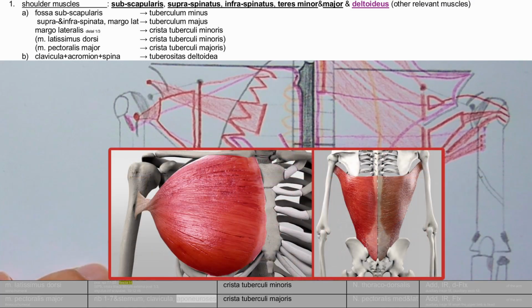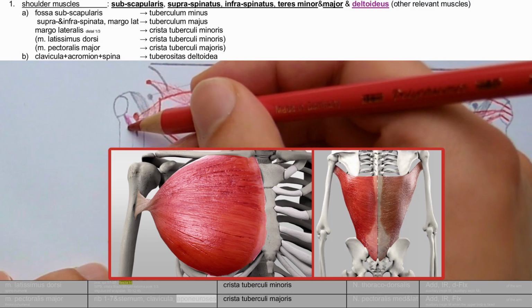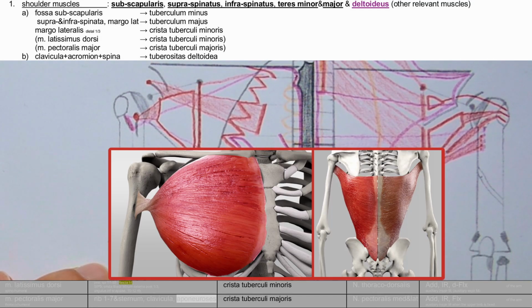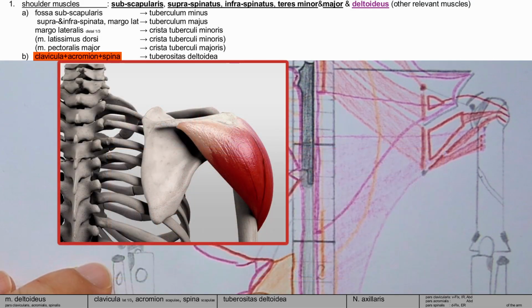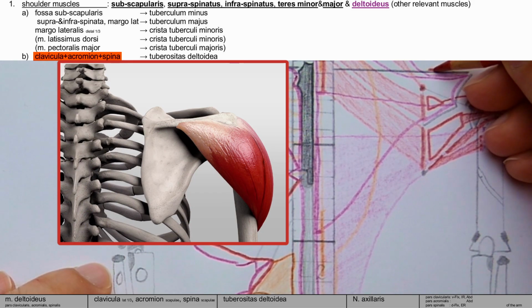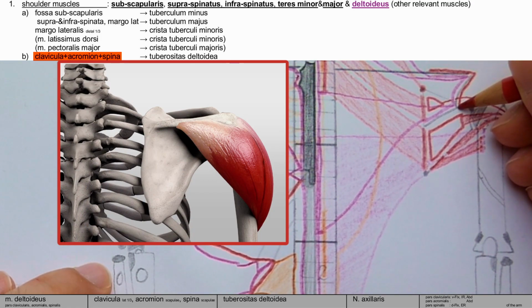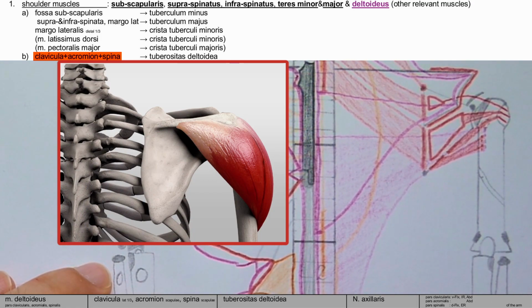The musculus latissimus dorsi and pectoralis major are functionally muscles of the upper extremity too, since they insert into the crista tuberculi minoris and majoris respectively. The musculus deltoideus originates where the trapezius inserts. That is the clavicula, acromion and spina scapulae. The insertion is on tuberositas deltoidea.